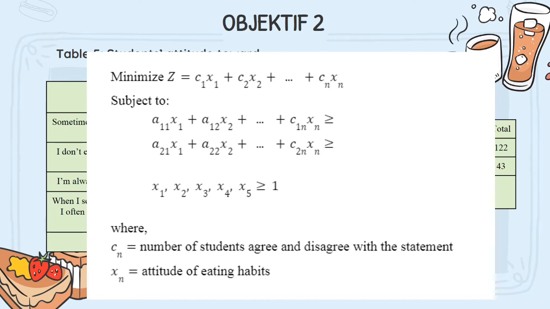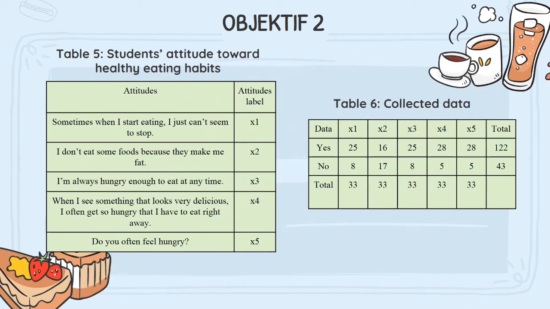This is the result for the second objective, which is student attitude toward healthy eating habits, where CN is the number of students who agree and disagree with the statement, and XN is the attitude of eating habits. Table 5 shows the student attitude toward healthy eating habits, where X1 is sometimes when I start eating, I just can't seem to stop. X2, I don't eat some foods because they make me fat. X3, I'm always hungry enough to eat at any time. X4, when I see something that looks very delicious, I often get hungry and have to eat right away. X5, do you feel hungry? Then, Table 6 shows the collected data.